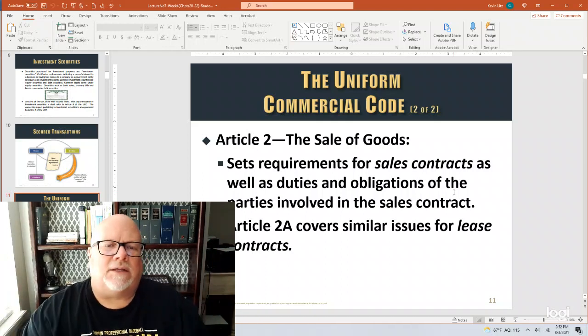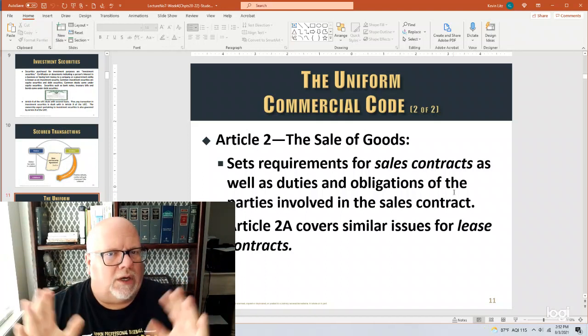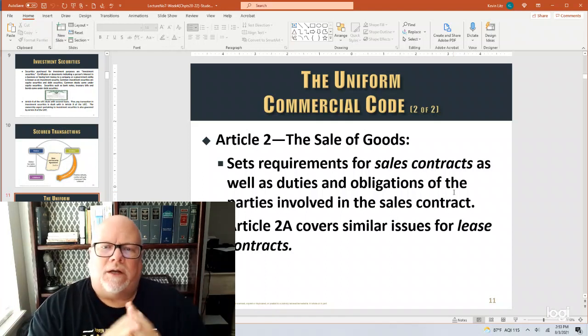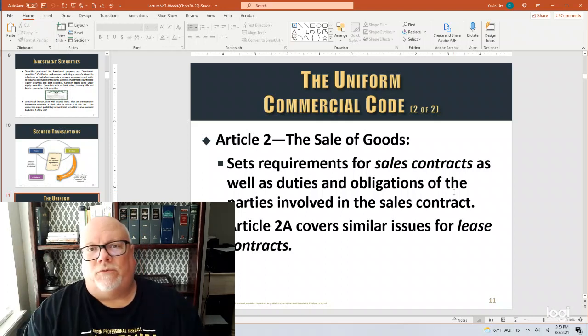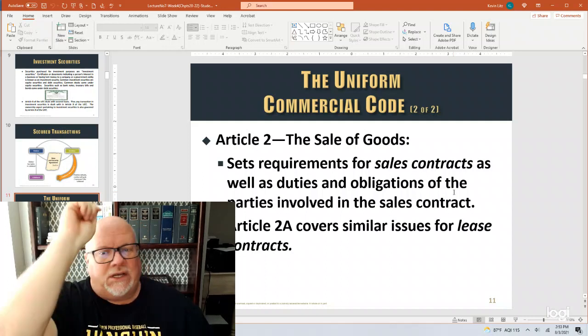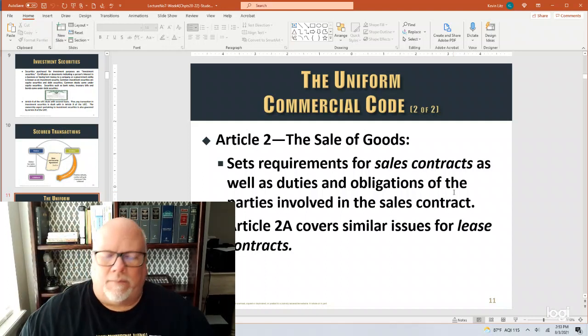Now let's come back to Article 2 of the Uniform Commercial Code. And really, the majority of what we want to talk about today is the sale of goods, because that's what most of you will be involved in. Now, sale of services are a little different. Put your sale of goods hats on. That's what we're talking about.